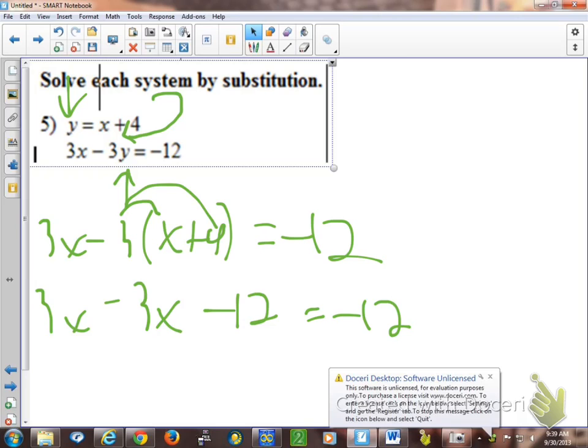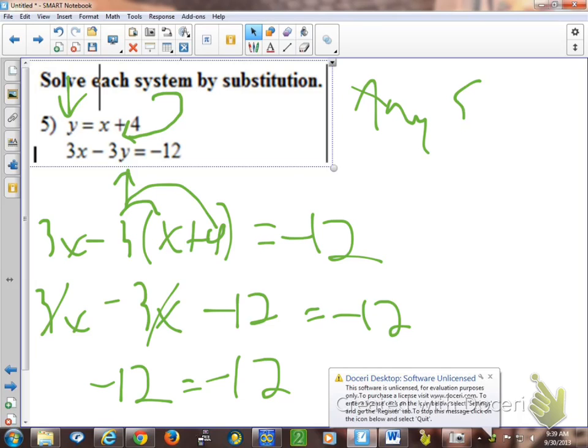What happens here with the 3x minus 3x? It cancels. And you're left with negative 12 equals negative 12. Do you remember what that means when you get a true statement? It means if your variables cancel and you're left with something that's actually true, negative 12 does equal negative 12, then the answer is all solutions. It can be anything. So, any solution.